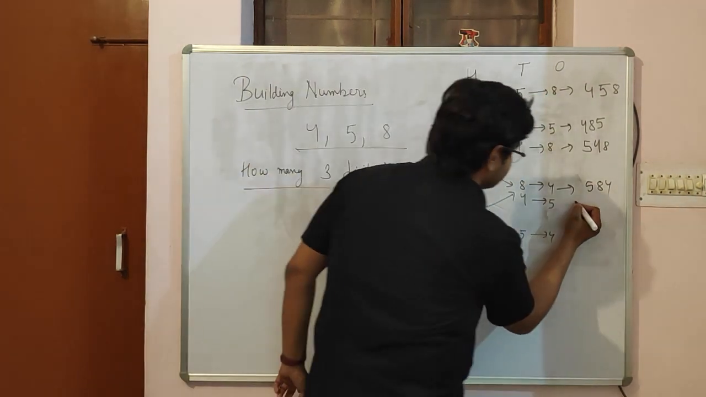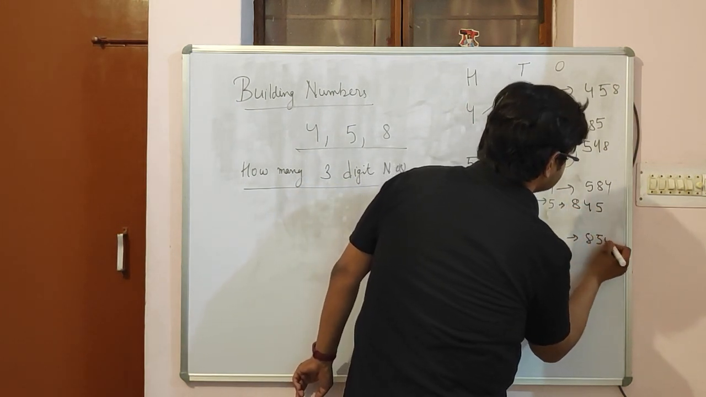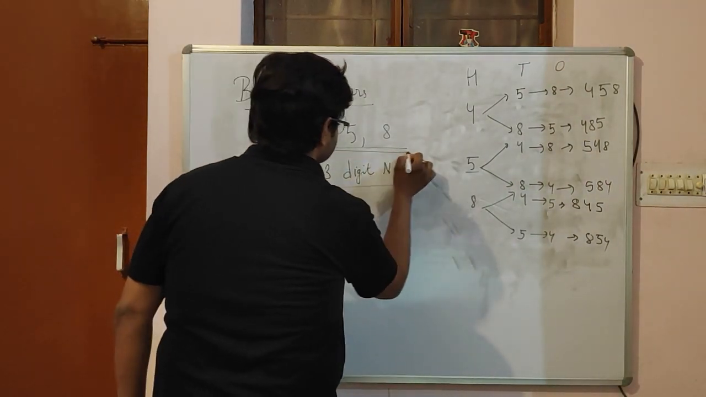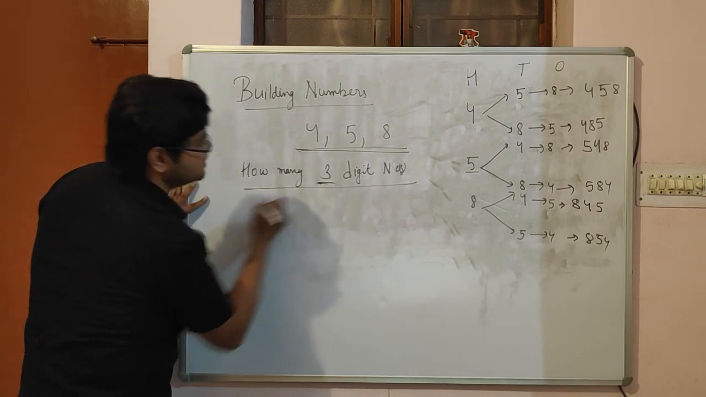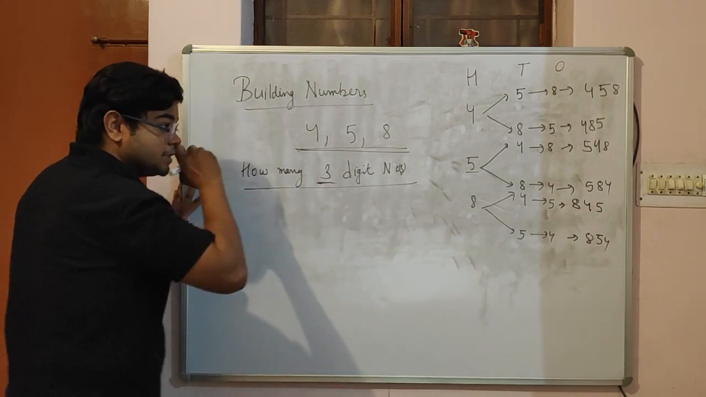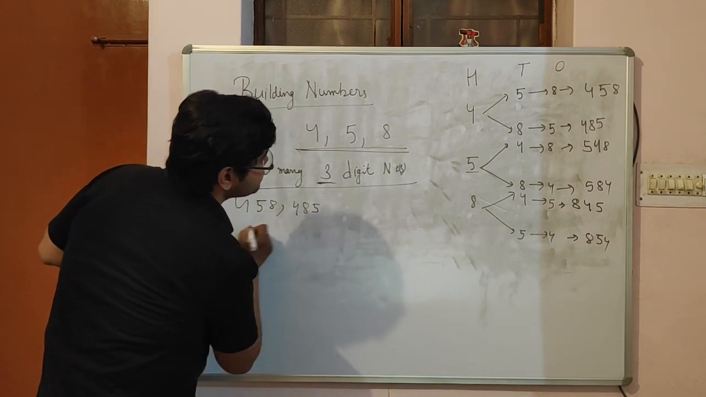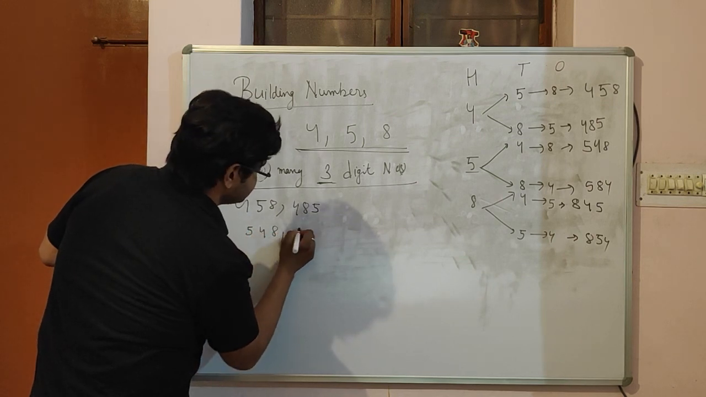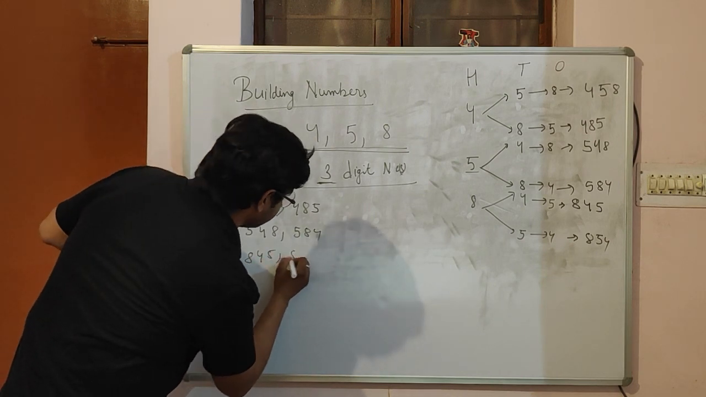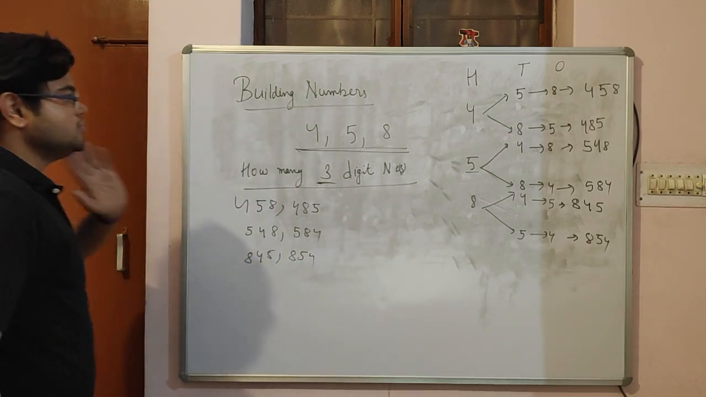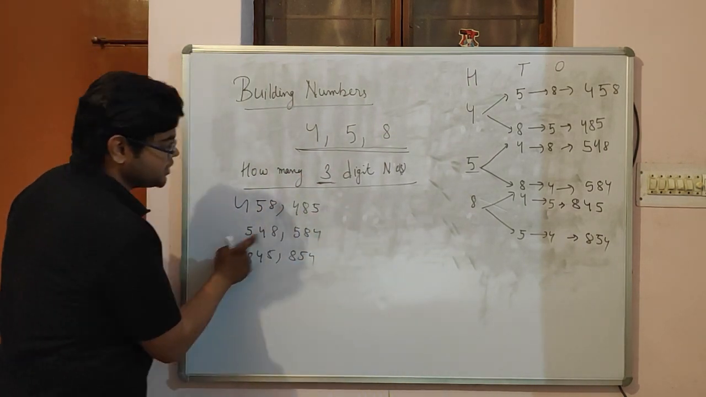So the numbers that we were getting: 845 and 85. So from these 3 digits, 4, 5, 8, how many 3-digit numbers did we get? It is very important. 458, 485, 548, 584, 845, 854. So from these 3 digits, how many 3-digit numbers did we get? 1, 2, 3, 4, 5, 6.